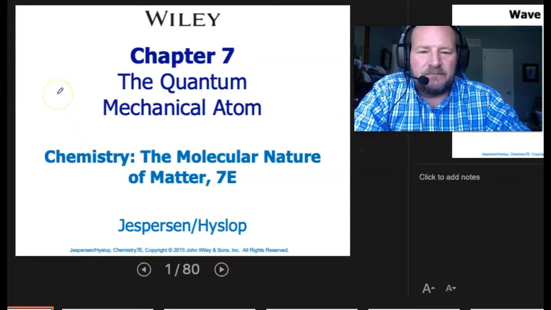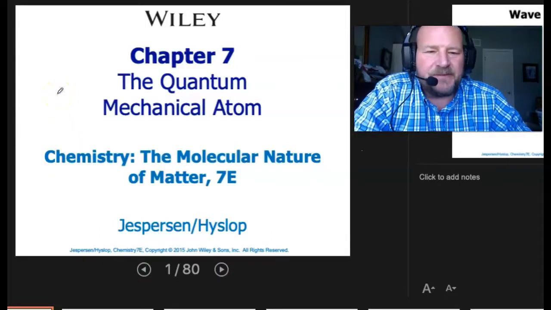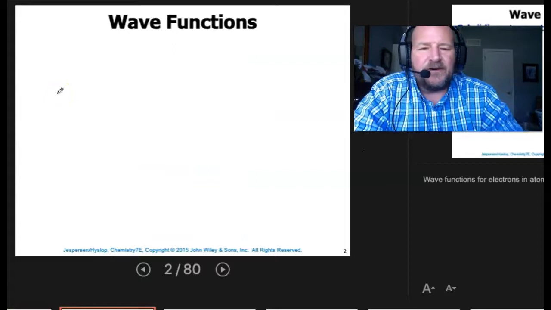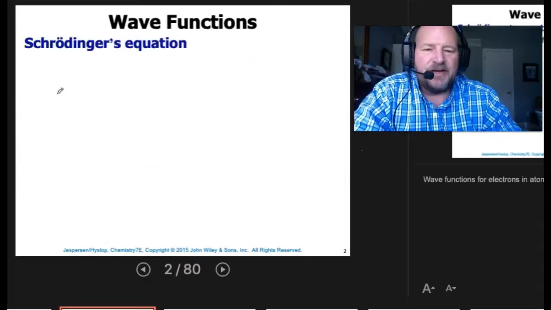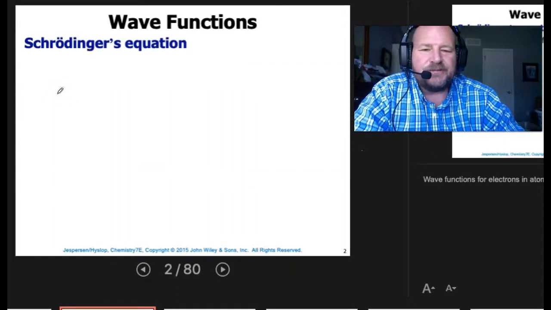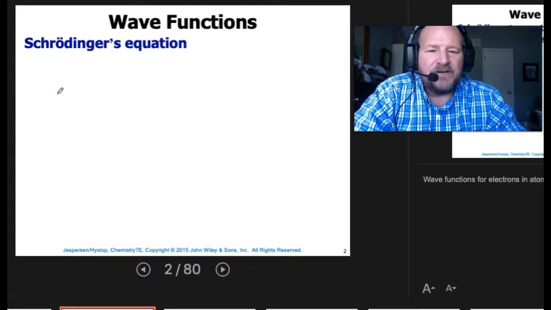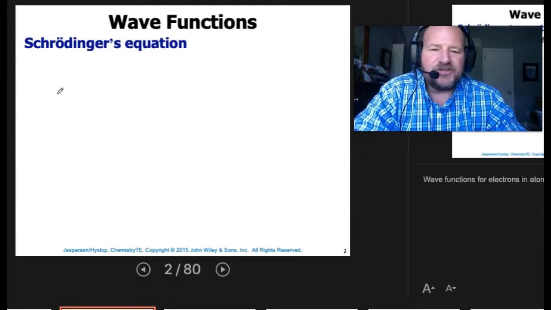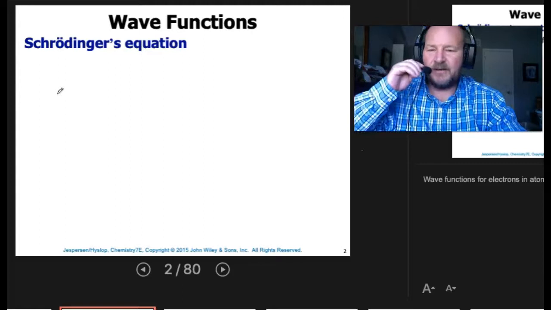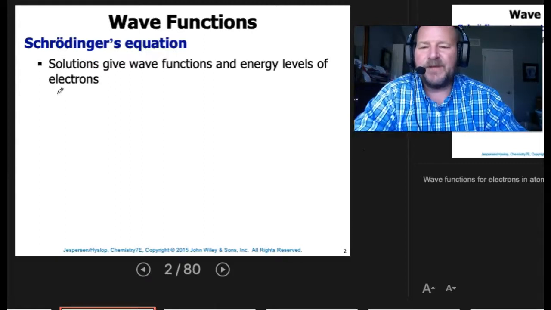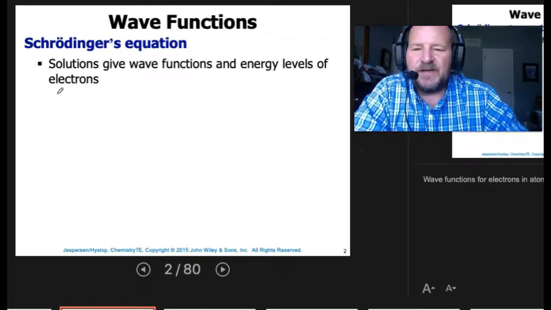All right, segment 3 of chapter 7. We left off talking about wave functions, and I introduced Schrodinger's equation. So, wave functions brought about the next gentleman in our history series here, which is going to be Schrodinger. He gave solutions for the wave functions and energy levels of electrons.